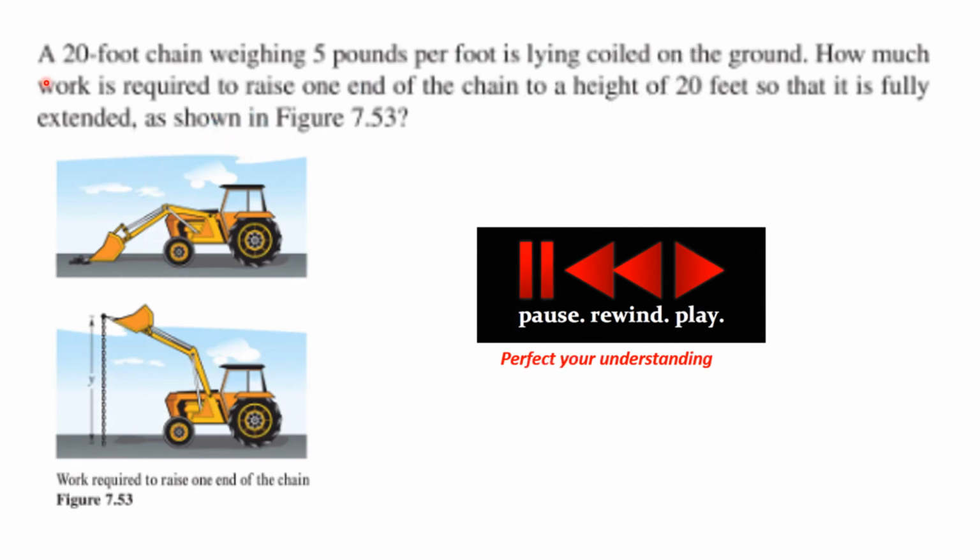Here's another example. A 20-foot chain weighs 5 pounds per foot, is laid coiled on the ground like this, but you're picking it up like this with this scoop machine. How much work is required to raise one end of the chain to a height of 20 feet so it's fully extended like this, so it's just touching the ground? Now what you want to realize is each part of the chain is being moved a different distance. You know what to do. Let's see how you did.